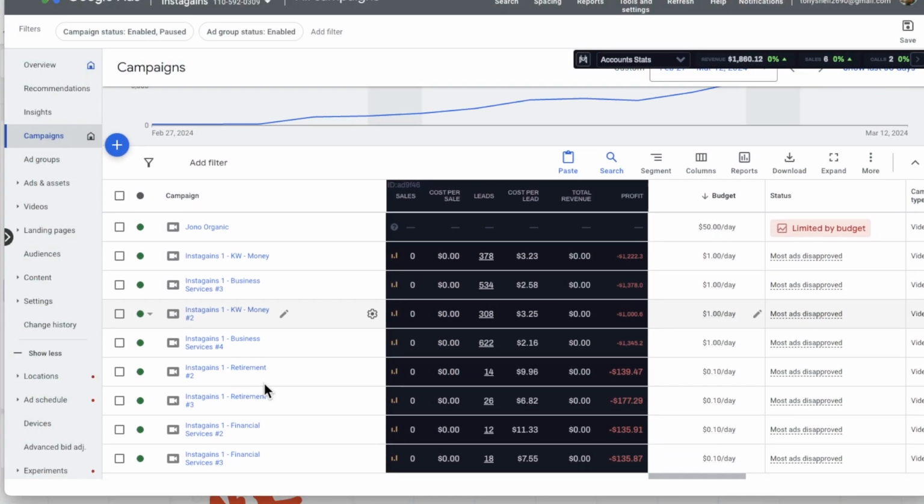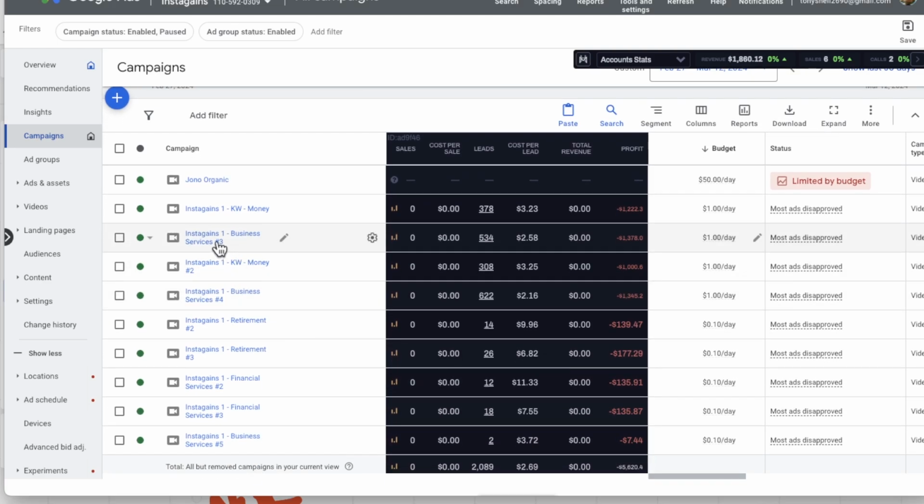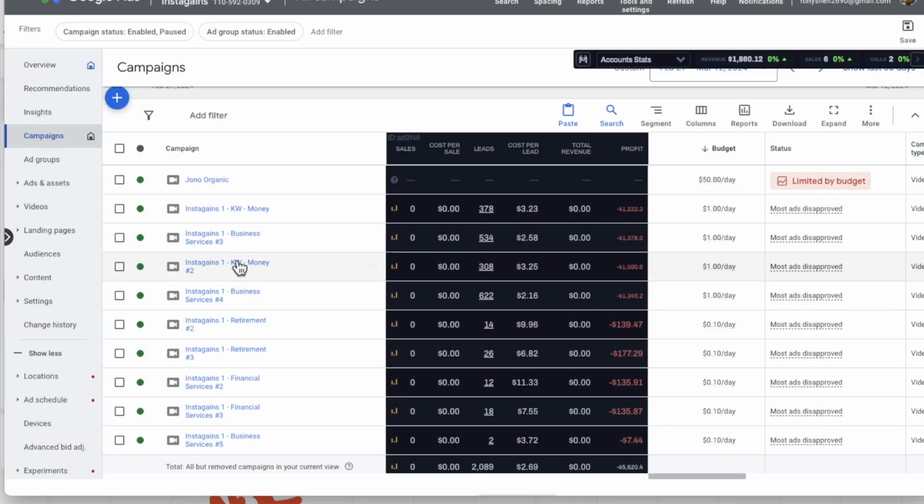As far as the campaigns that are not working, okay, because all campaigns are not created equally. Remember in the previous video, we cloned our campaigns 3 times. So we got business services 3, business services 2, business services 4. Even though these are exact identical carbon copies in every way, shape and form, they perform differently. This one is getting me $2.58 cost per lead. This one's getting me $3.25 cost per lead. This one's getting me $2.16. They are not created equally. So you may have one of your clone campaigns that way outperforms your original campaign.